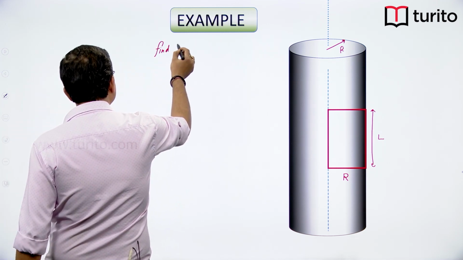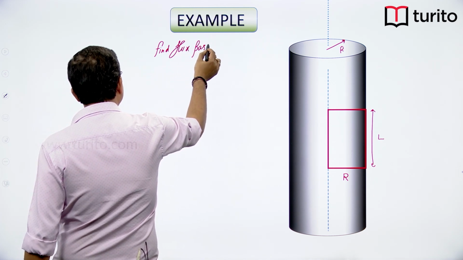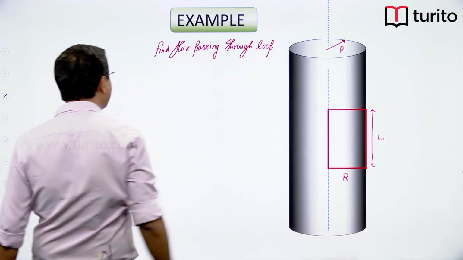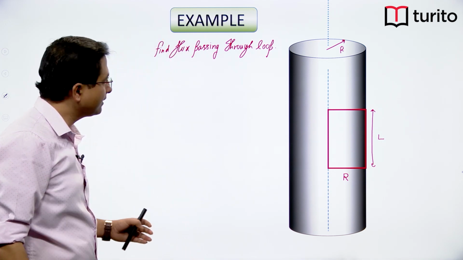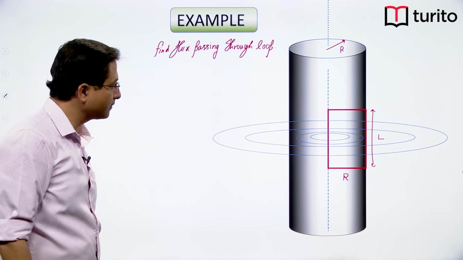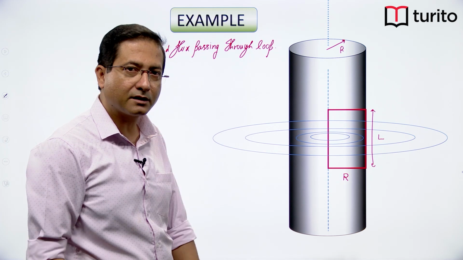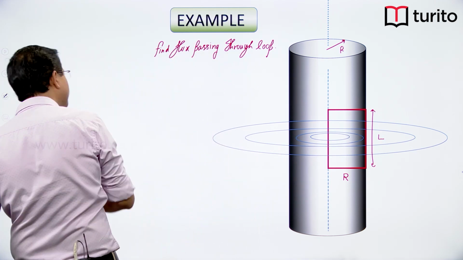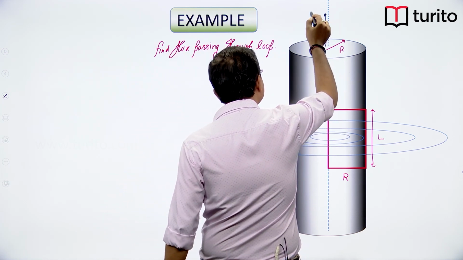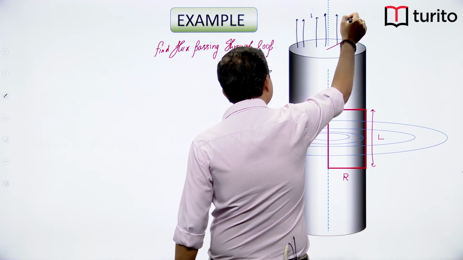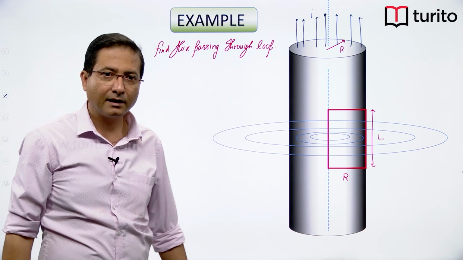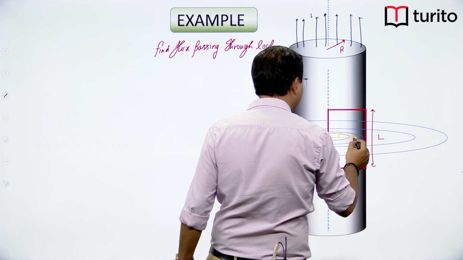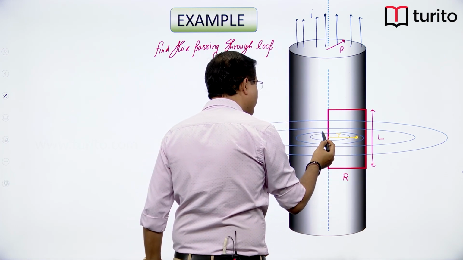Find the flux passing through the loop. So again I need to first find the field inside. The field lines will be circular again, and if you know the result, then you can directly use it here. If you don't know, first try finding the field inside. So to get the field inside, let the wire carry current I, which is uniformly distributed over the area, and we are interested in finding the field at some distance r. So from here, at distance r, I will consider an Amperian loop.